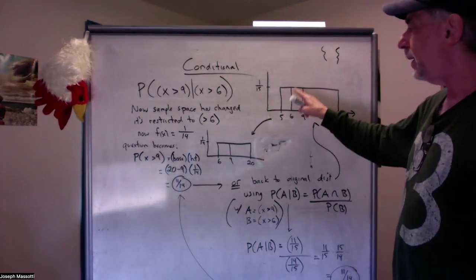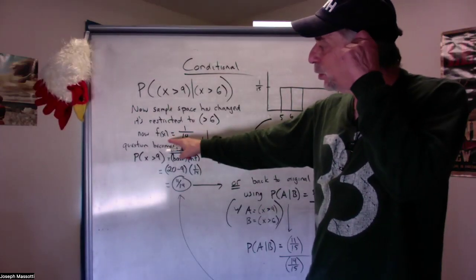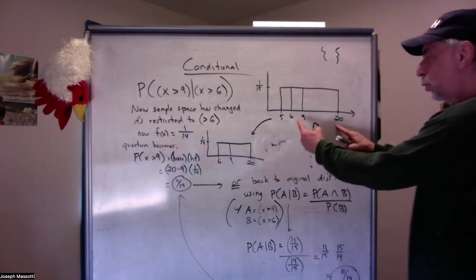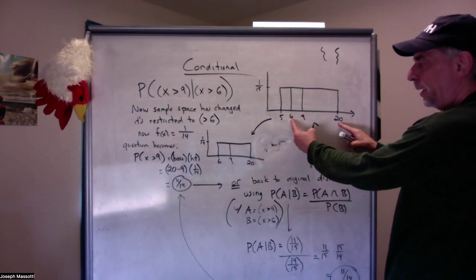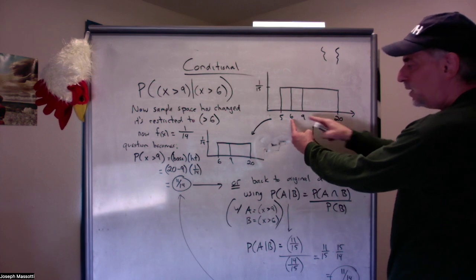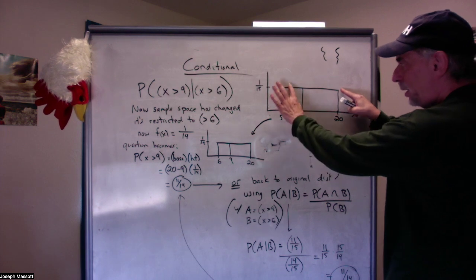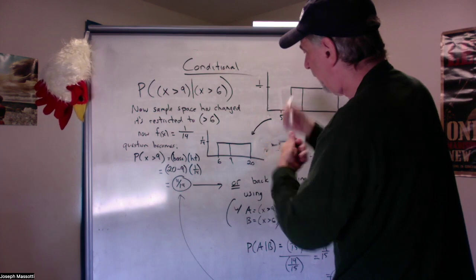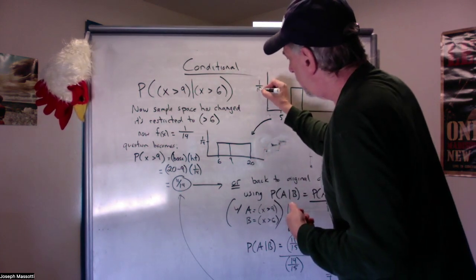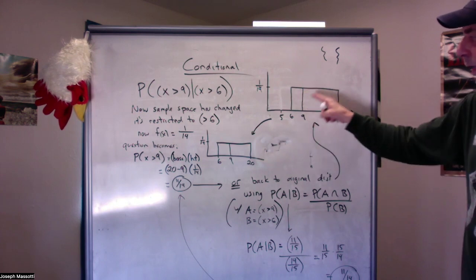And once you do that, now you're just looking at the same idea, except your density function is changed, because now your width here has changed. Now this is the sample space, and that's a width of 14. So now your height is going to be 1 over 14. And you're going to use that as your density function. This is your new situation.